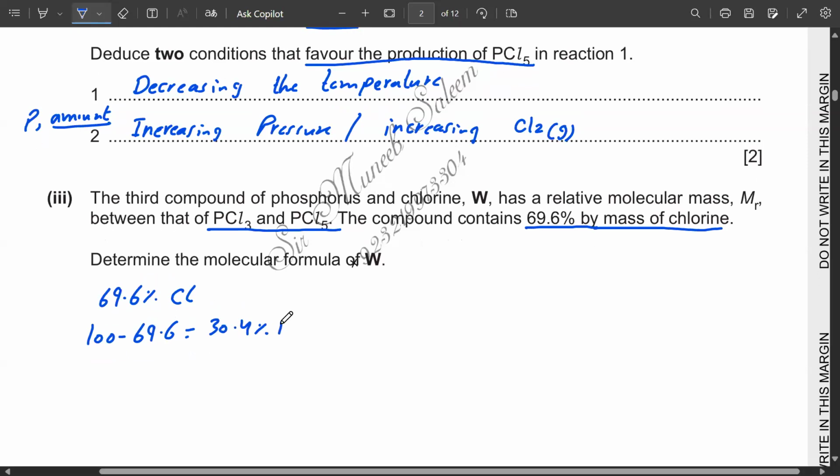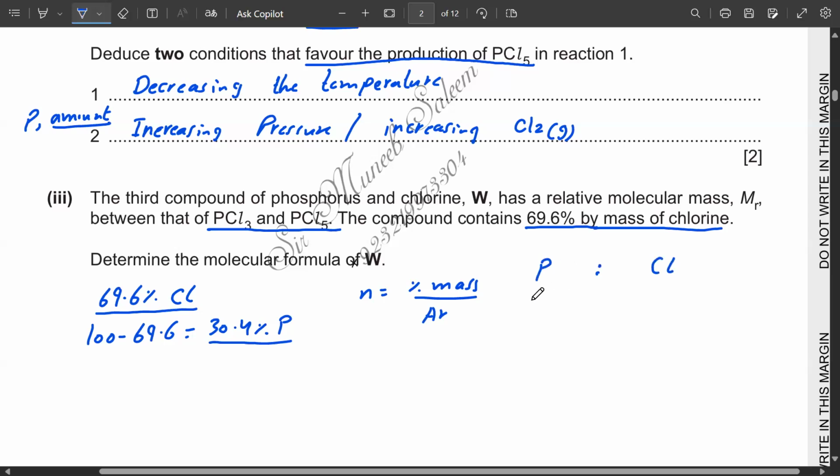It is the percentage of the phosphorus. Okay, now we have the values of percentage masses of atoms. We will now convert these masses into their moles. So moles is equal to percentage mass divided by the relative atomic mass values. So here we will apply this for phosphorus and chlorine.